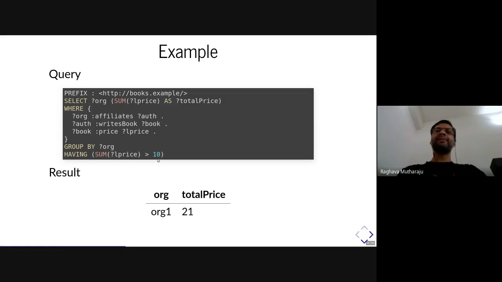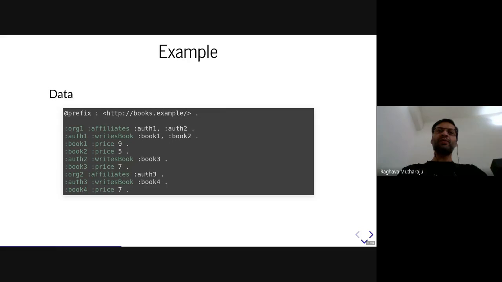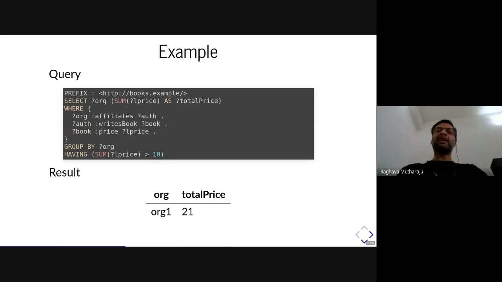And then you are computing the sum, and you are also giving a name to that particular sum of the price, right? So in the case of org2, the criteria is not met because org2 has one author, and this author has written only one book whose price is 7. So this criteria is not satisfied. So the only organization that satisfies this criteria is organization 1. Right? That's how you have only one row in the result.